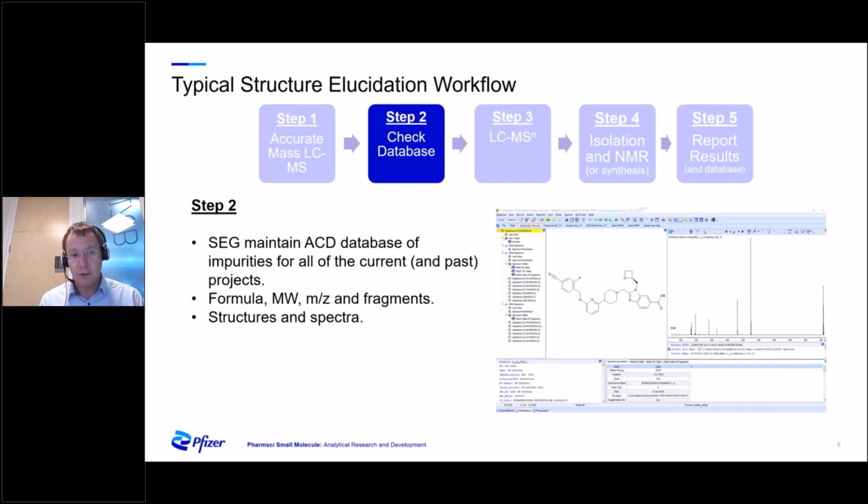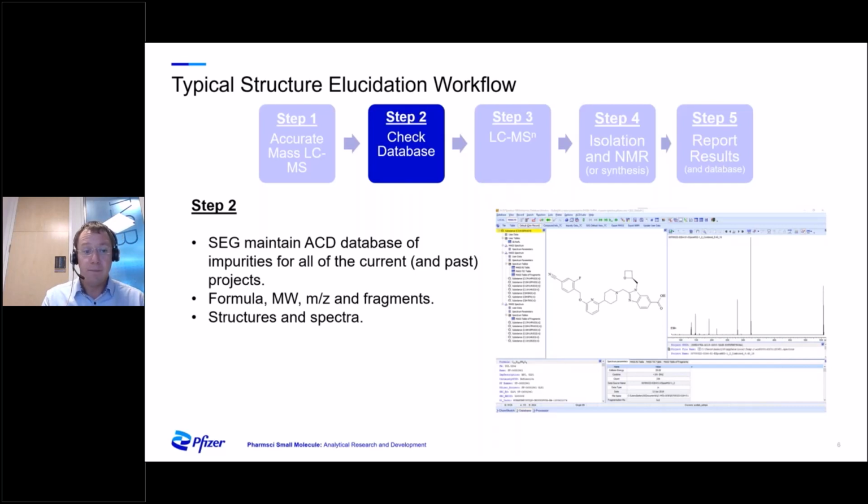This is very useful for the group because not only do we all work on all the projects that are currently in the shop, but we're also split across two continents. So rather than having to email around and say, has anyone seen an impurity in danuglipron, molecular weight 347, you can actually check the database and see if somebody has seen this impurity before and save yourself a bunch of time and effort.